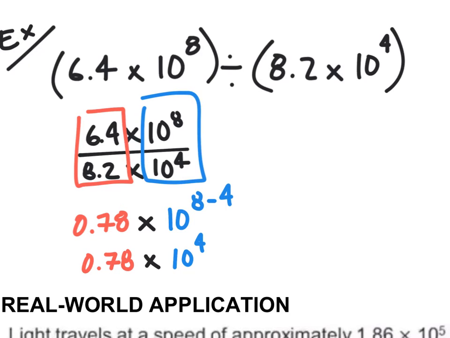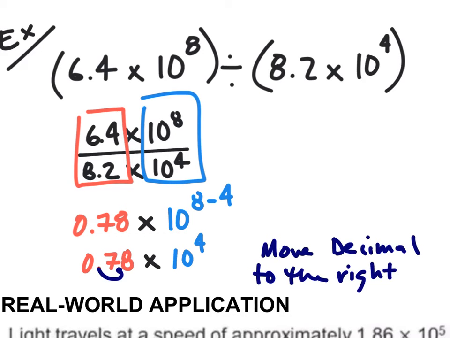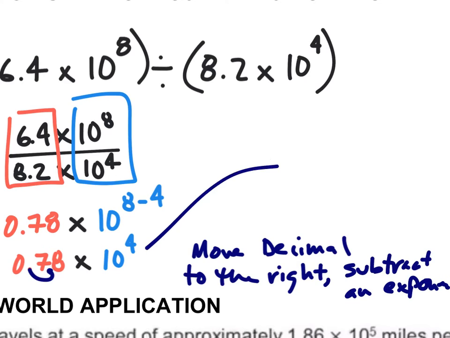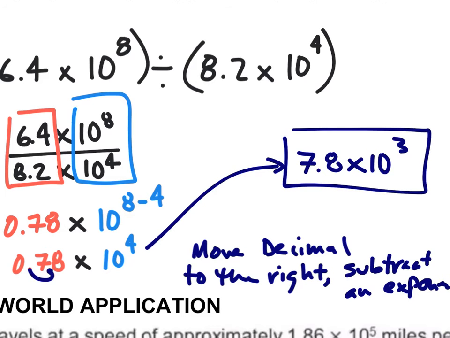Okay, so now remember, I need 1 digit to the left of my decimal. So I need to move my decimal to the right 1 unit. If I move the decimal to the right, then I need to subtract an exponent. So move a decimal to the right, then I subtract an exponent. So what I'll end up getting here is 7.8 times 10 to the third power. Okay, and that's the idea.